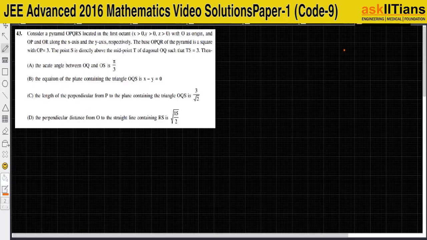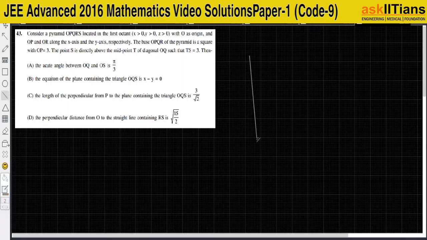Let's move on to question number 43 actually. So question number 43 says that consider a pyramid located in the first octant where X, Y, Z are positive, O is origin.